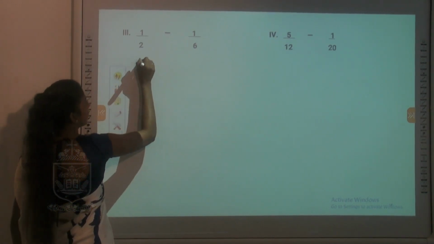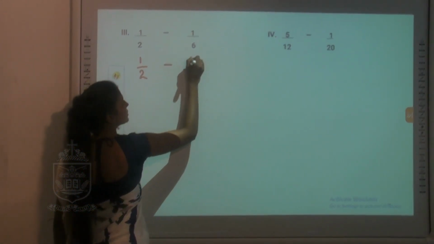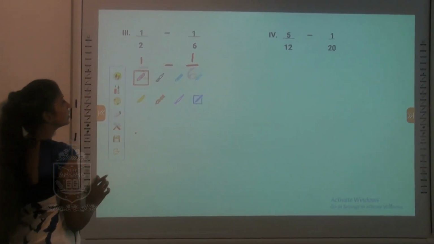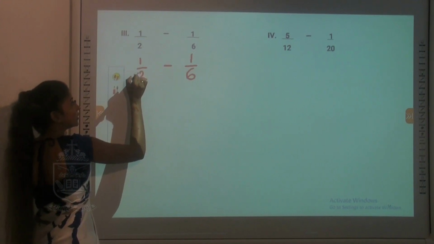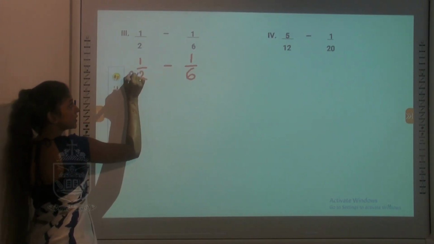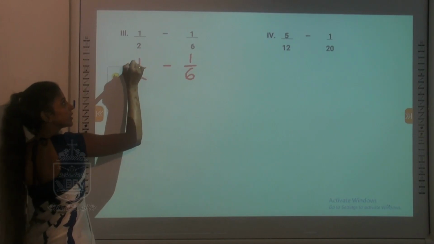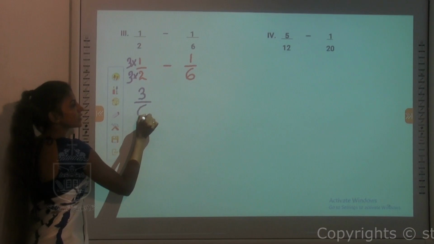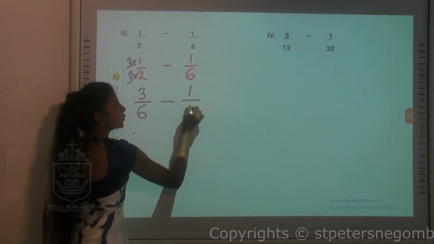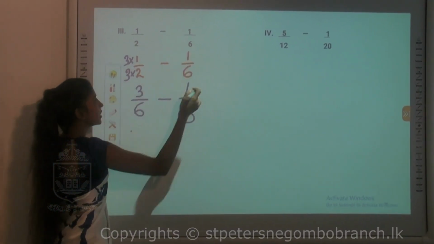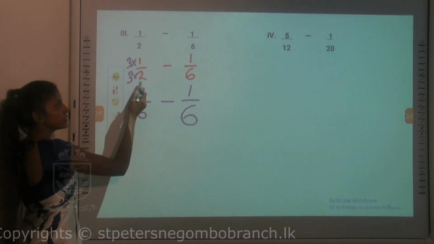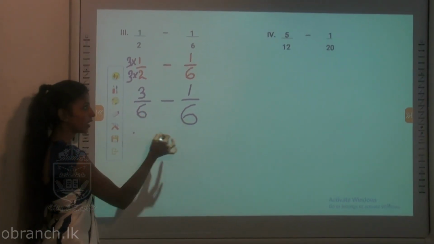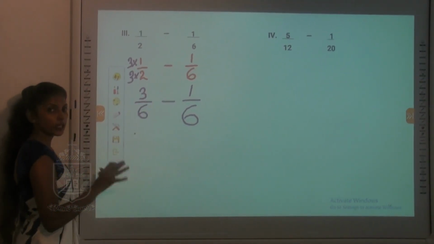Right, so here we have 1 over 2 minus 1 over 6. I'm going to make an equivalent fraction here. You can make this into 6 by multiplying by 3. So 3 times 1 is 3, 3 times 2 is 6, minus 1 over 6. I didn't make any change to this fraction, I changed only this one and made the denominator equal to 6. Now we know that the denominators are the same, so we can subtract the numerators.